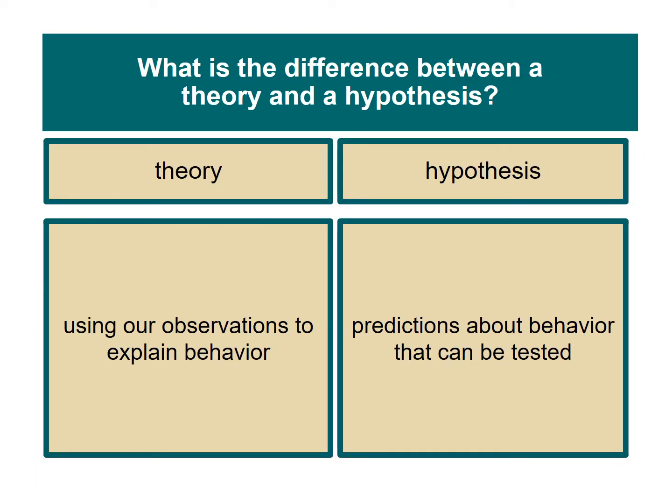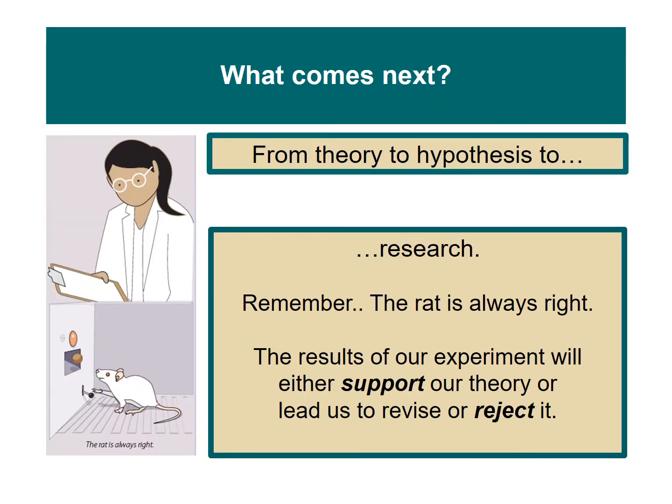So, difference between a theory and a hypothesis. A theory uses our observations to explain behavior, whereas a hypothesis makes predictions about the behavior that can be tested. So remember psychology, we're really focusing on behaviors and why and differences. So what comes next from theory to hypothesis to research? Remember, the rat is always right. The rat is always right is something we'll come back to in psychology time and time again. The results of our experiment will either support our theory or lead us to revise it or reject it.